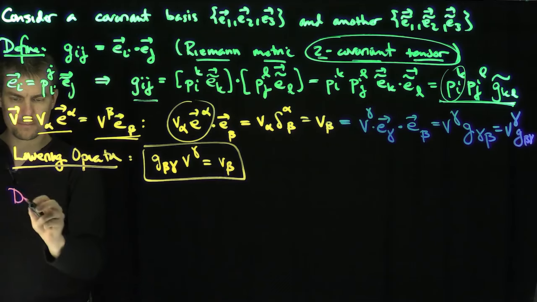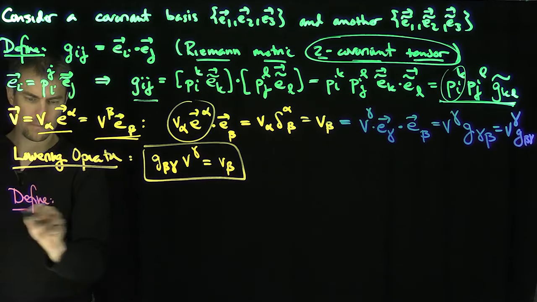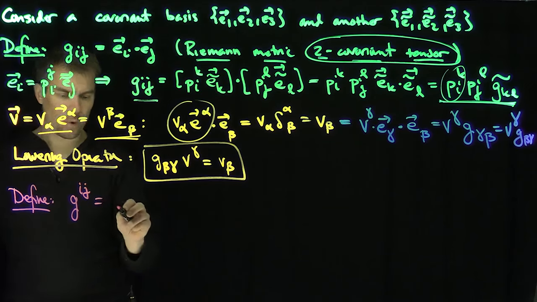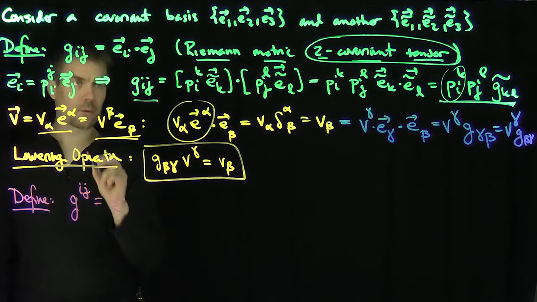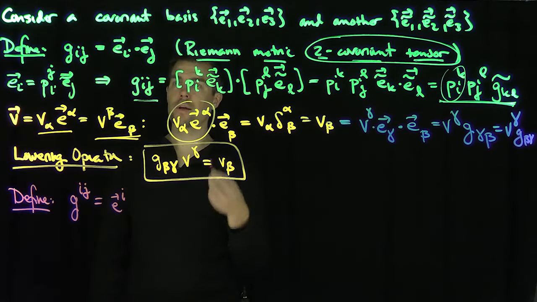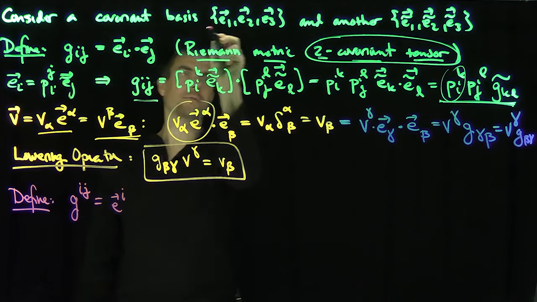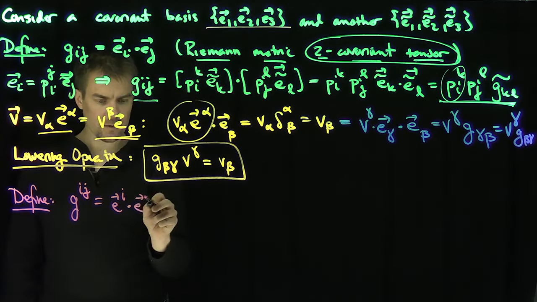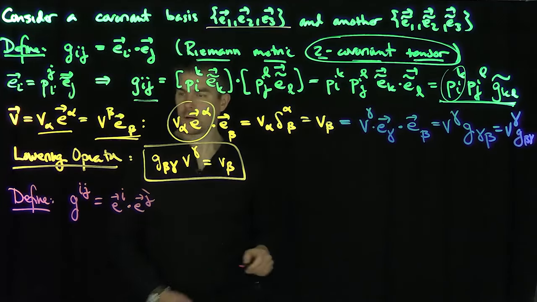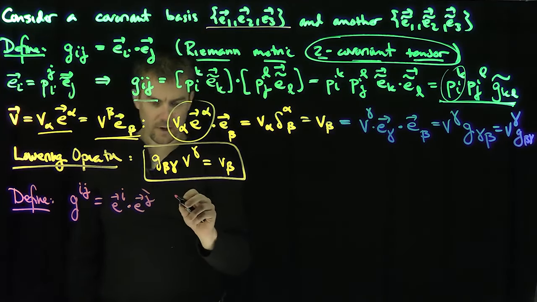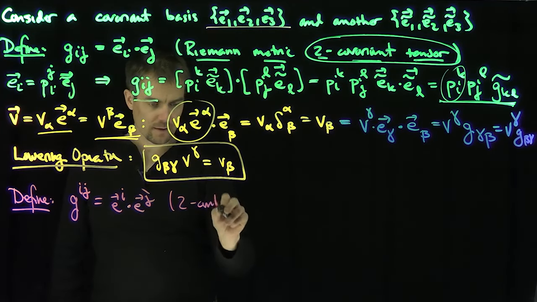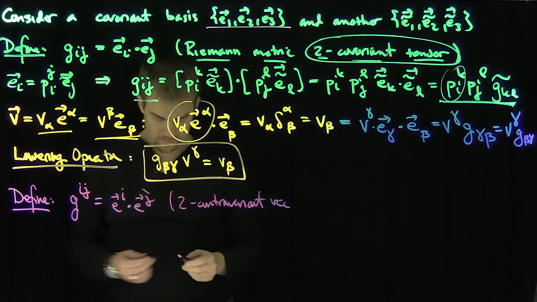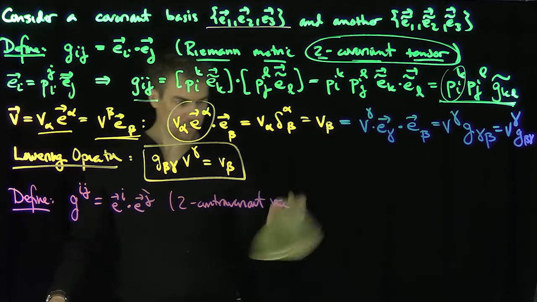So we're going to define G ij upper to be what? To be E i upper, a contravariant component, dotted with E upper j like that. Now there's no implicit contravariant component over here, but I know that for these I can look at the reciprocal basis, right? So that's the upper. This is a doubly contravariant tensor, not a vector of course, it's a tensor.